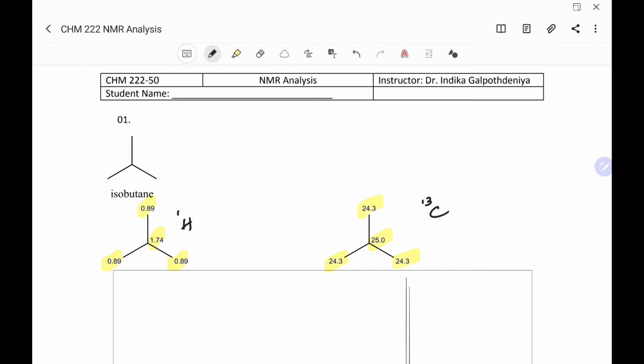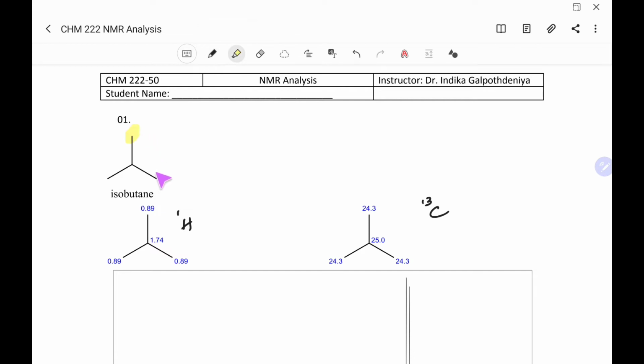So let's take a look at the isobutane molecule in more detail. The first thing that we need to do here is to figure out the number of chemically different hydrogens.